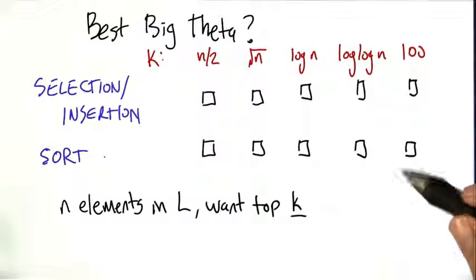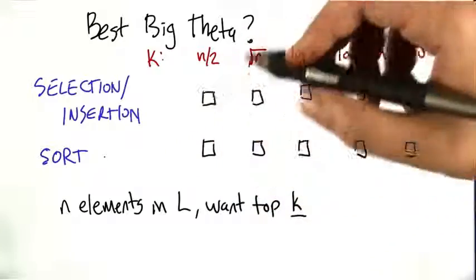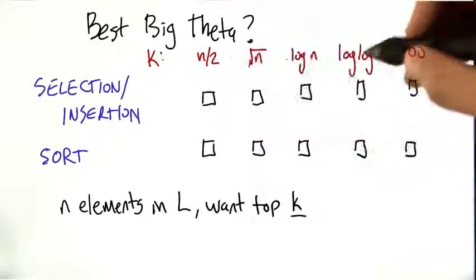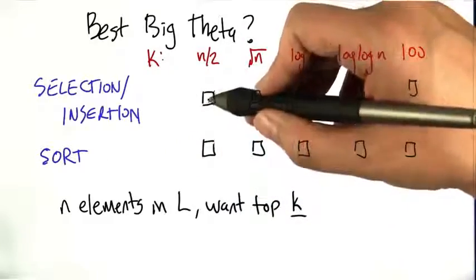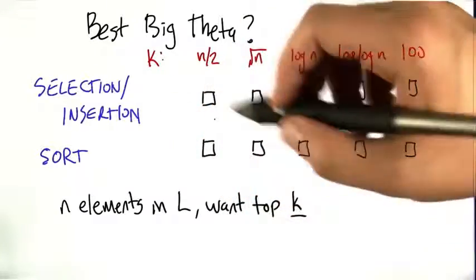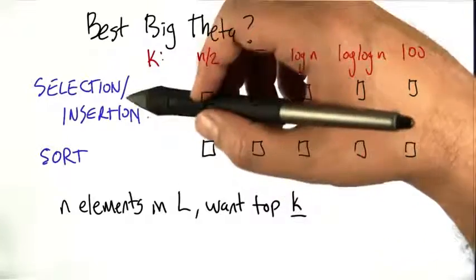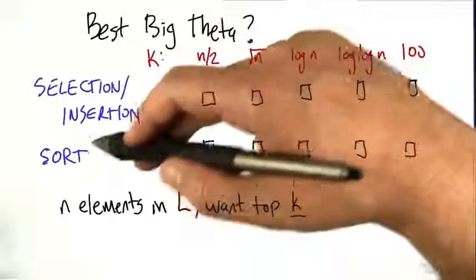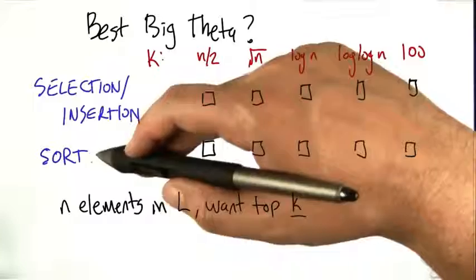So what I'd like you to do is, for each of these columns, check this box or that box, or if they are big theta of each other. In other words, from an asymptotic standpoint, if this algorithm and this algorithm will run the same, worst case, asymptotically, then check both of the boxes.